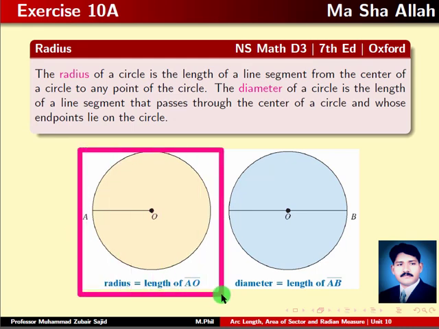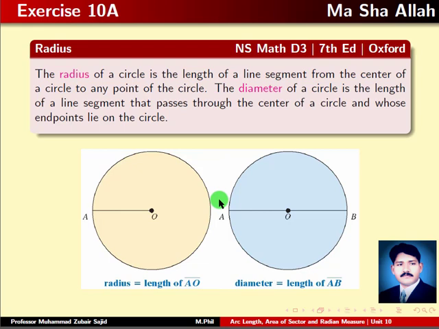Look at this figure. Here the length of line segment from the center O to any point on the circle is called radius of the circle. Here A is any point on the circle and O is the center, hence the length of OA is the radius of this circle. Now we discuss diameter.